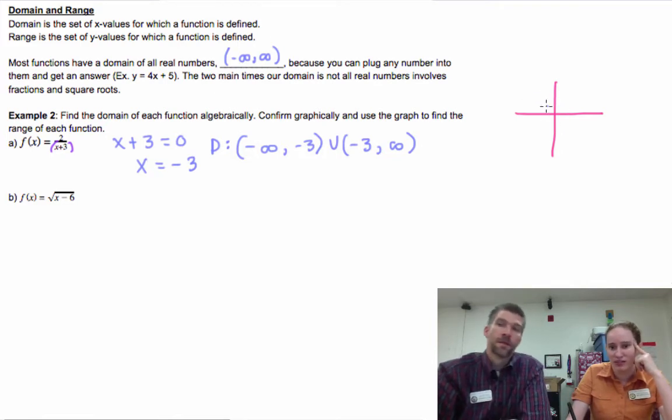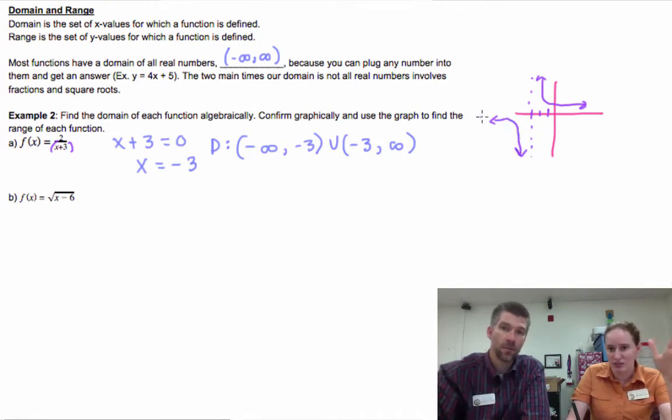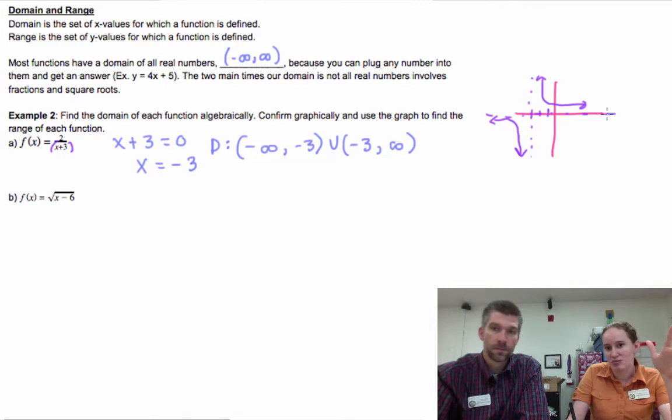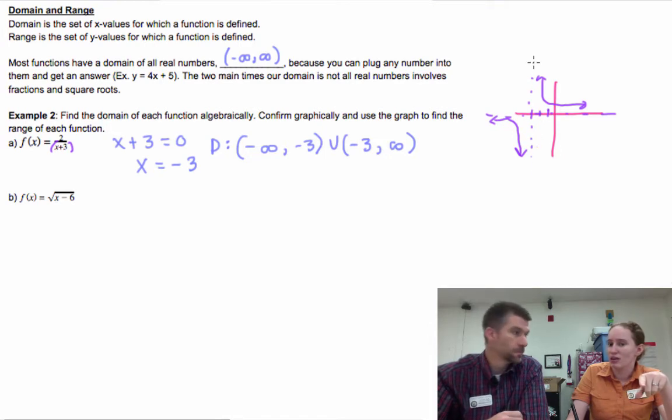And if you graph this, it should look like a reciprocal function, something like this. There should be asymptotes at negative 3 and at 0. So that confirms negative 3 was our issue, because that's where we have a break in our graph.